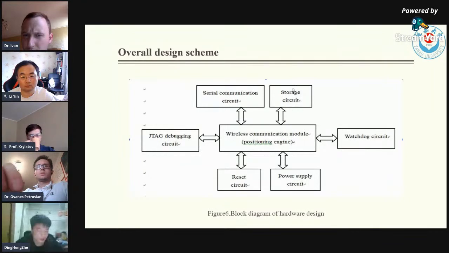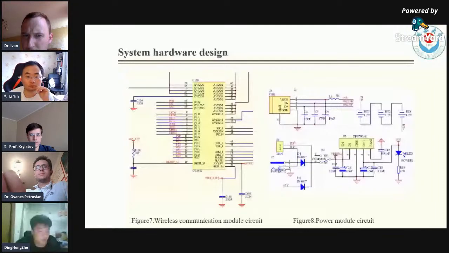And the first part is the hardware design of the system. This page shows the circuit diagram of the wireless communication model. The CC2530 series chip introduced by TI company is selected as the main control model.